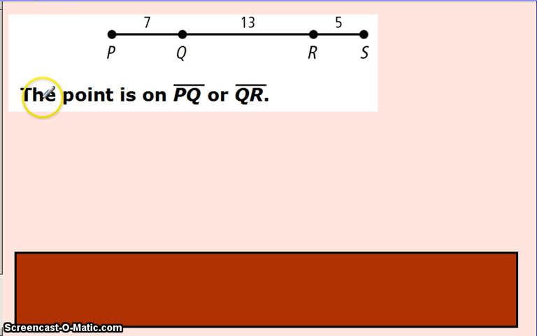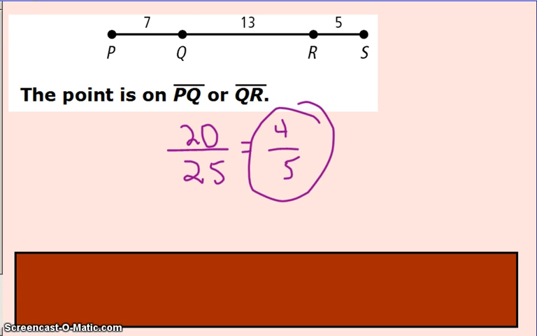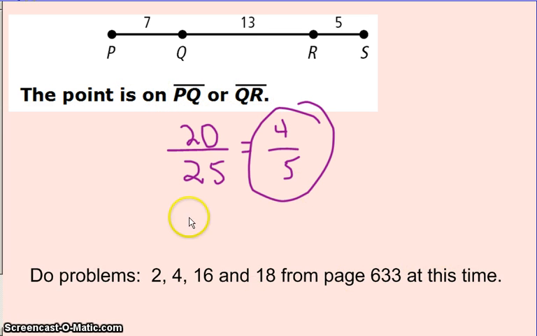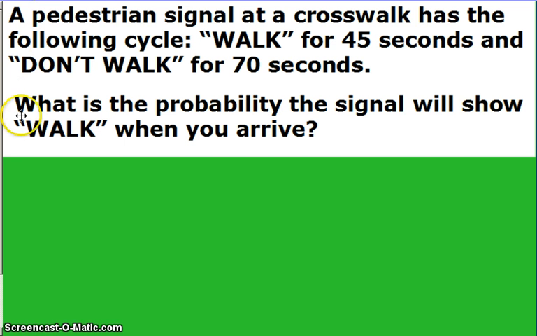Alright, another quick example right here is the point is on PQ or QR. So if I add those two together, I have a length of 20 over a total length of 25. That will reduce. Take a 5 out of both of those would be 4 out of 5. Bada boom, bada bang. I've got my probability of a point is on PQ or QR. So regular geometry students would be doing 2, 4, 16, and 18. iPad Initiative, yours is on the Lumen site.